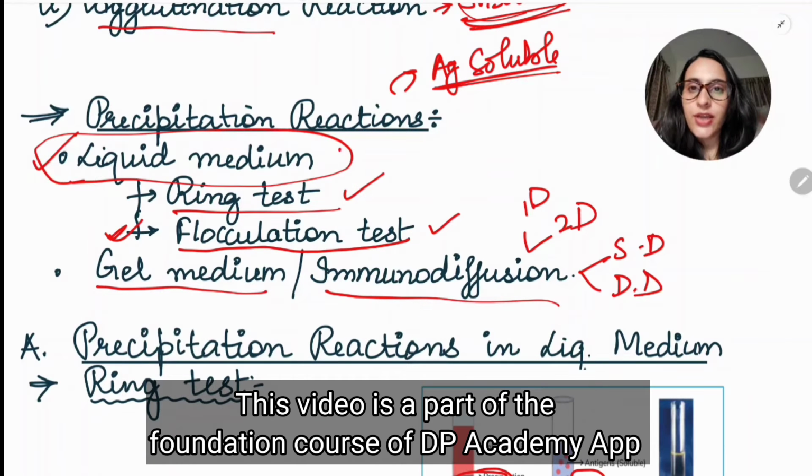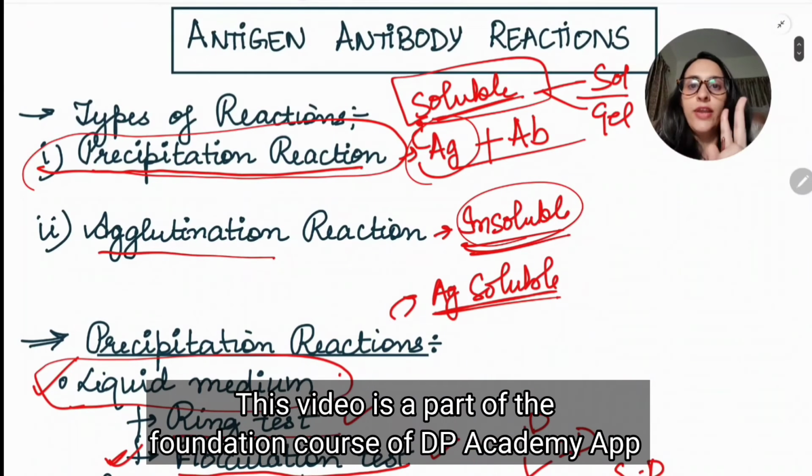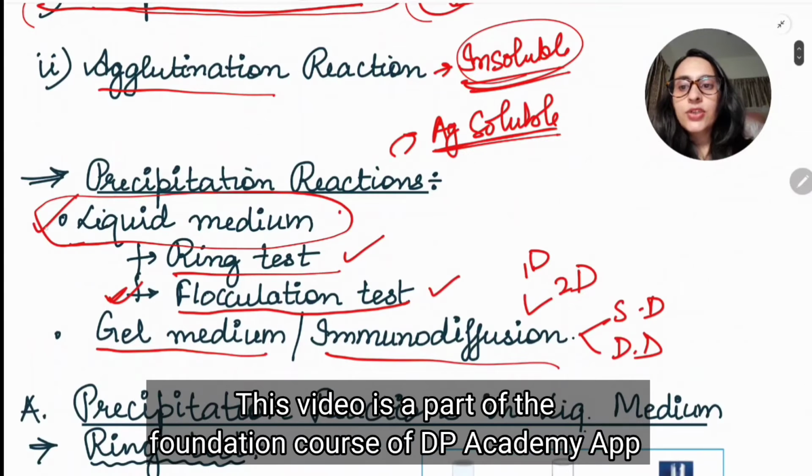In the precipitation reaction, the antigen is soluble. First, remember two kinds of reaction. When an antigen reacts to an antibody, there can be two types of reactions. First is the precipitation reaction, another is agglutination reaction. Precipitation reaction is one in which the antigen is soluble. Agglutination reaction is when an antigen is insoluble or in the particulate form. So when precipitation reaction occurs in the liquid media, either it can form a ring or it can form floccules. Or there is precipitation reaction in the gel media.